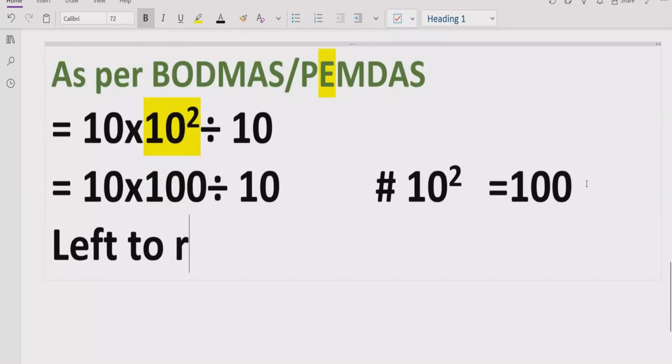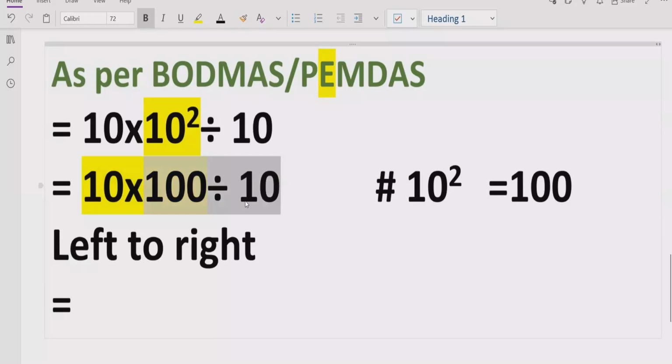So we will go left to right and see which is coming first. So here we have the multiplication first. Some people say I'm using the BODMAS, so I will solve this part first. And some say I'm using the PEMDAS, so I will solve this one. No, it is not like that. We have to solve left to right. We go, and first we have to see which is coming first. So here we have multiplication.